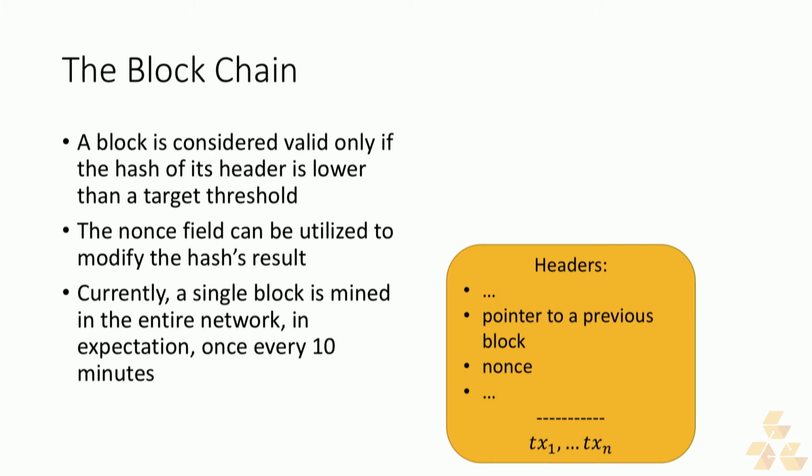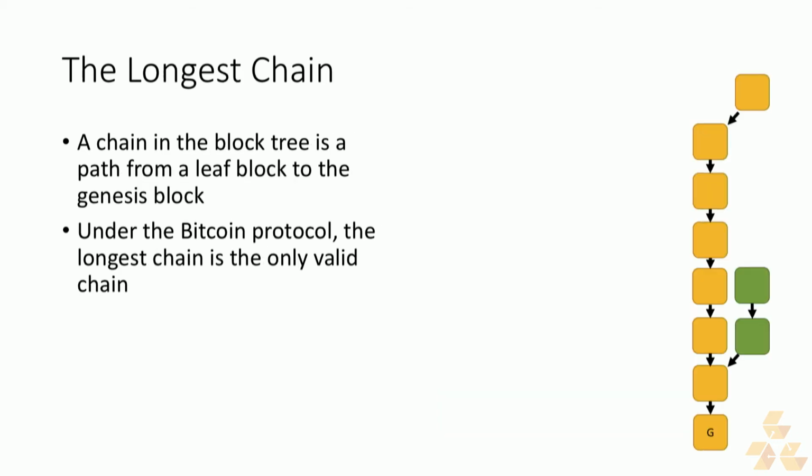We said that in a proof of work mechanism, a block is valid only if the header of the block is lower than some kind of target threshold. So this is why we have the nonce field. People can change the nonce and therefore change the hash of the block. Under the Bitcoin protocol right now, the threshold is set such that every 10 minutes, somewhere in the network, one block will be mined.